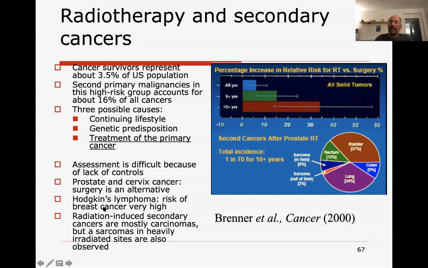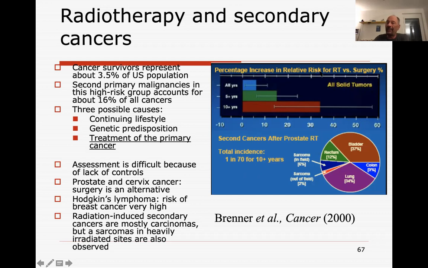Another point can be Hodgkin's lymphoma, where the risk of breast cancer is pretty high, because in that case you irradiate essentially the chest, and the breast is very radiosensitive with a quite high probability of cancer, so you have a high risk of breast cancer. And also radiation-induced secondary cancers are mostly carcinomas, but sarcomas in heavily irradiated sites are also observed. This is an example here of the relative risk of second cancer for prostate patients. So these are not young patients, these are relatively old patients.